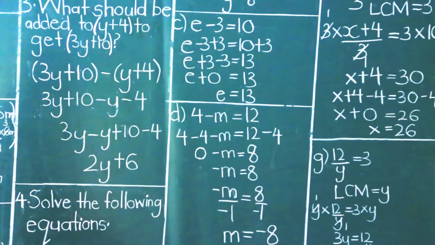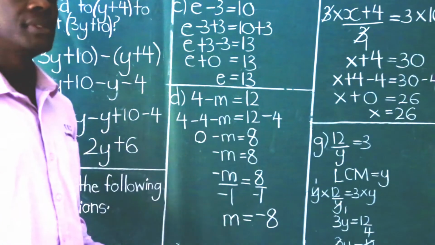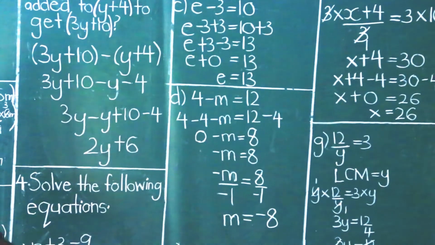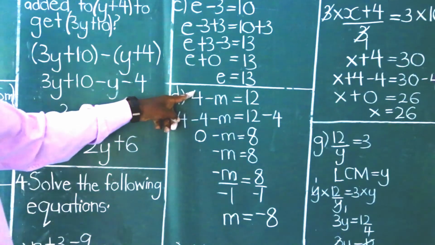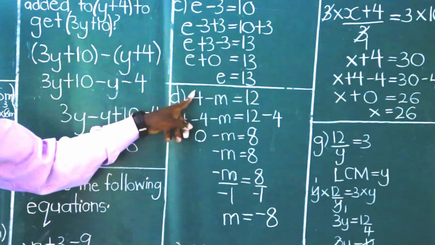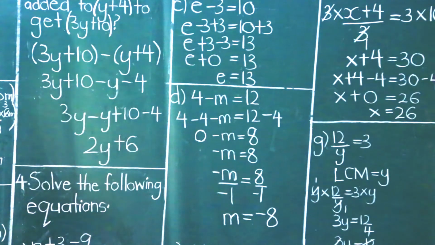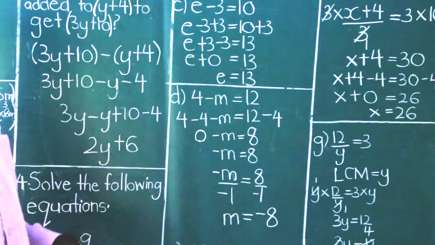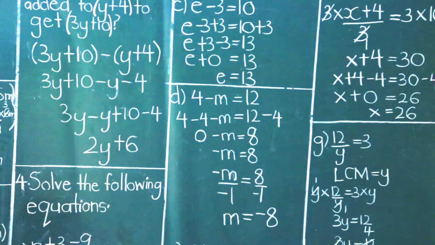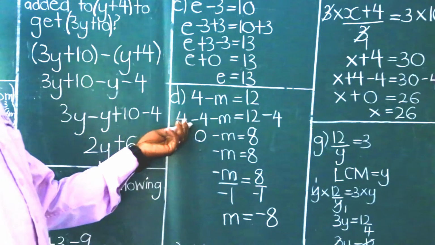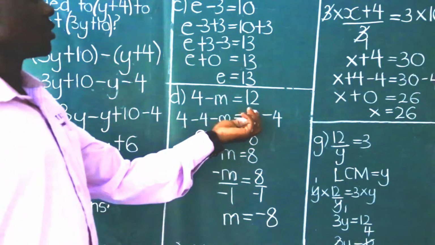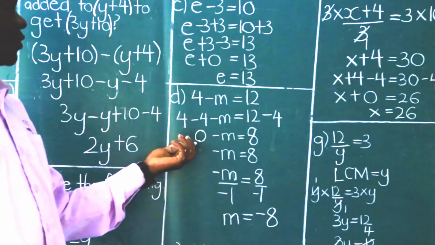So for m, where 4 minus m is equal to 12. Now we are spoiling the 4. Which kind of an integer is 4? It is a positive. To spoil a positive, bring a negative near it. So we are going to subtract 4 from either side. That is 4 minus m is equal to 12 minus 4, where 4 minus 4 is now a 0.